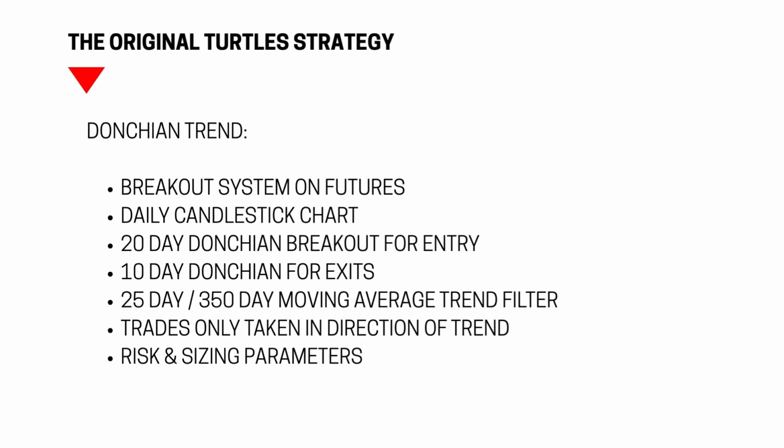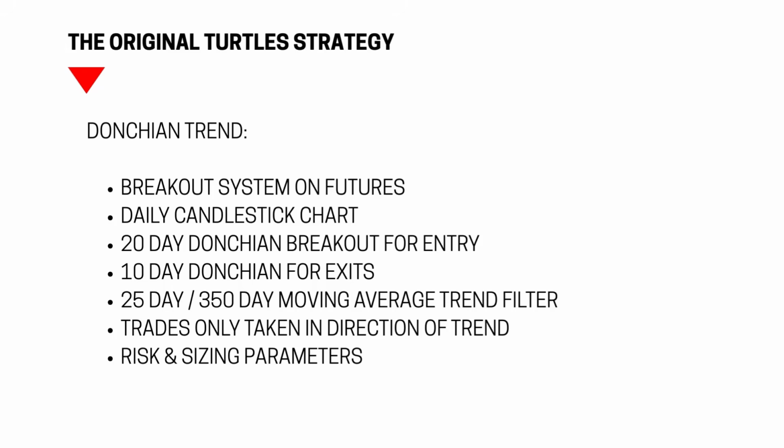So this was the original turtle strategy. It was called the Donchian trend strategy. It was a breakout system on futures markets. It used a daily candlestick chart, a 20-day Donchian breakout for entry, a 10-day Donchian for exit, and had this 25-day, 350-day moving average trend filter. Trades were only taken in the direction of that trend and had various risk and sizing parameters.